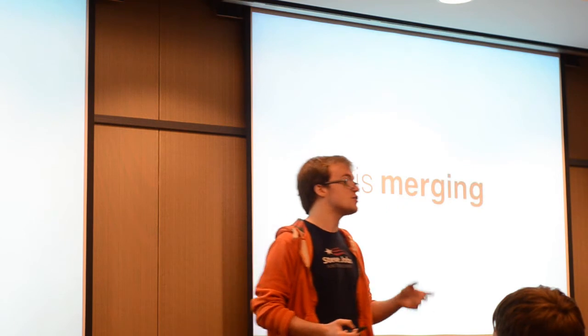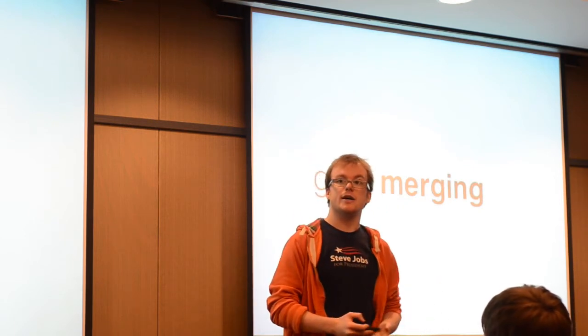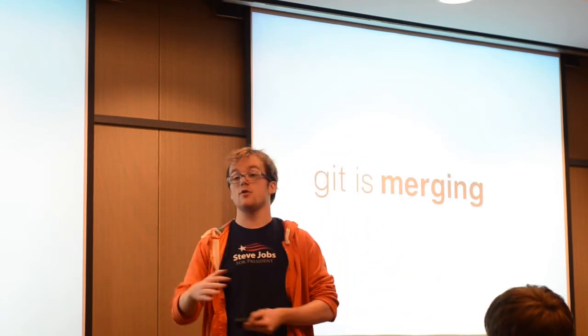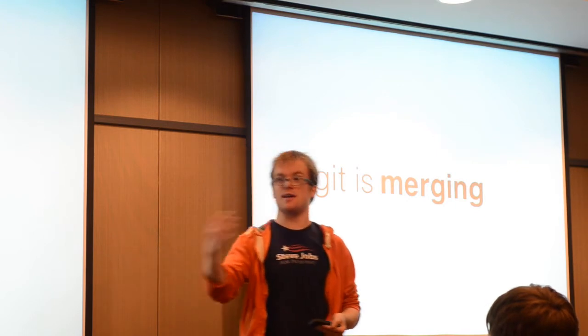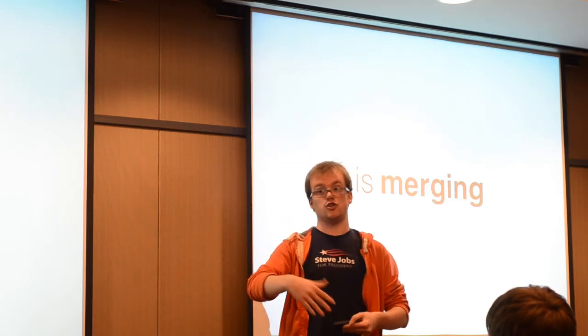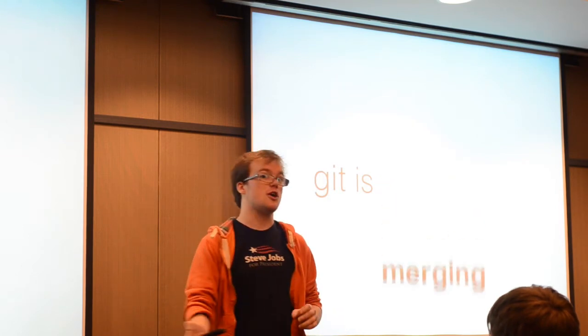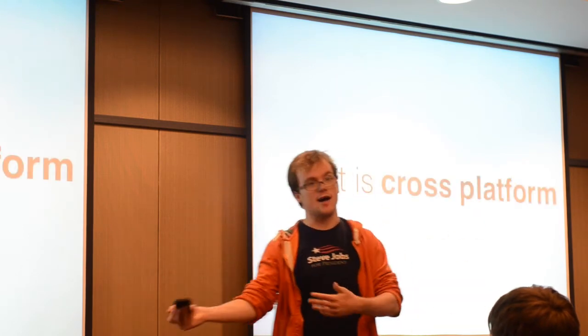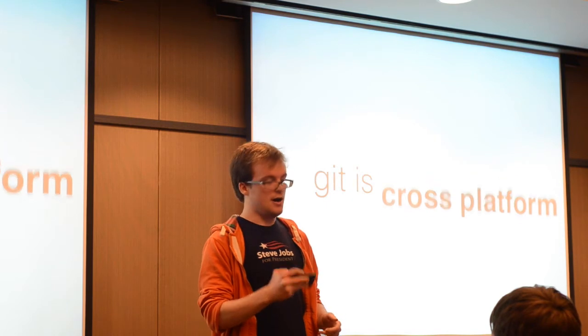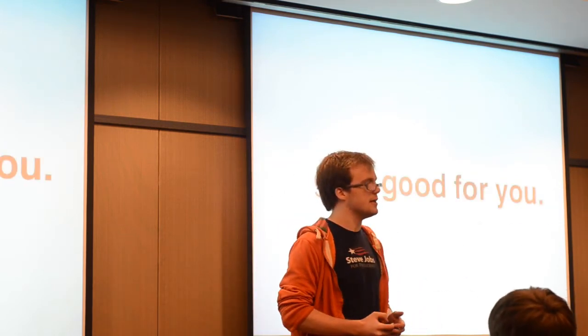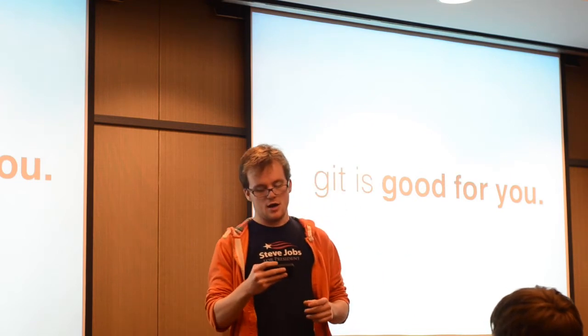Git is merging. It's extremely inexpensive and easy to merge. It always resolves conflicts. It always asks you to resolve conflicts. It doesn't try to make any decisions on your behalf that it shouldn't, and it's really intelligent about merging things that don't have conflicts. Git is cross-platform. It works on Windows, Mac, obviously, and Linux. And really, the best way I can put this is that Git is good for you. Git is really, really good for you.